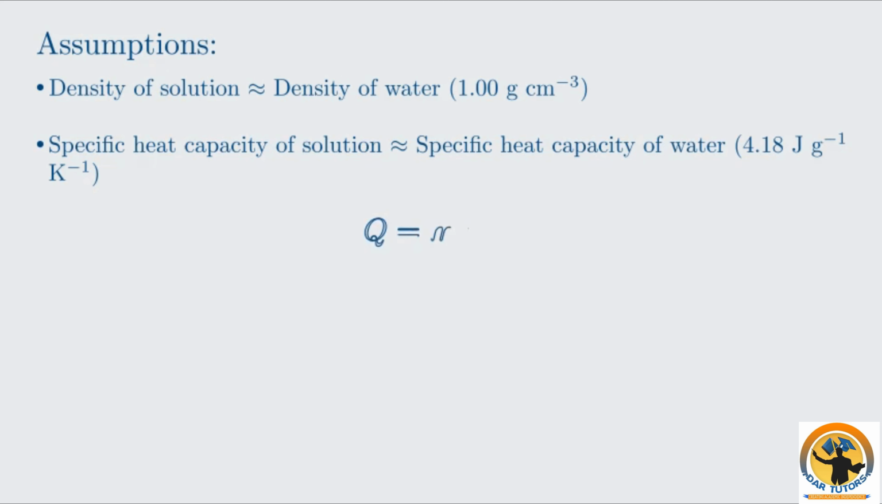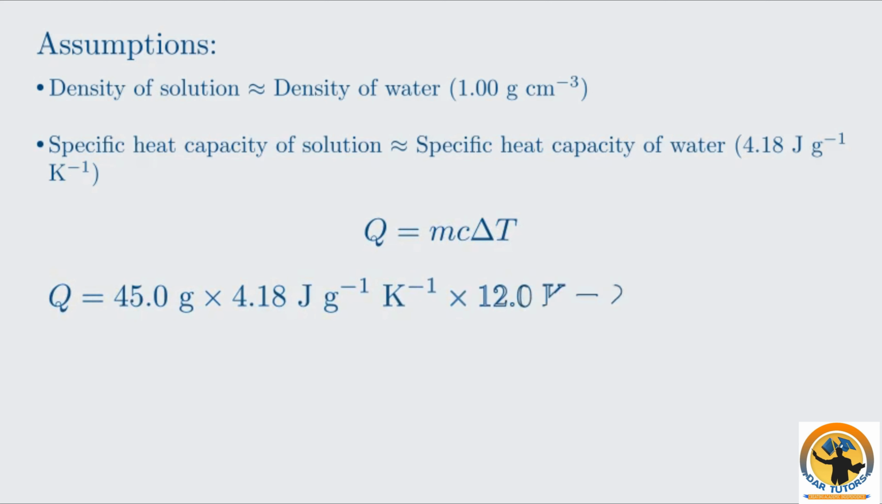Now, we can calculate the heat energy absorbed by the solution, Q. Q equals mass times specific heat capacity times corrected delta T. Q equals 45.0 times 4.1 times 12.0, which is 2257 joules. This is 2.26 kilojoules. Next, we need the moles of the limiting reactant. Let's calculate the moles of each reactant.